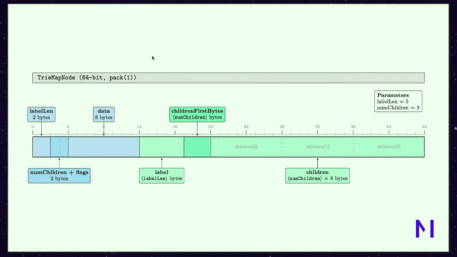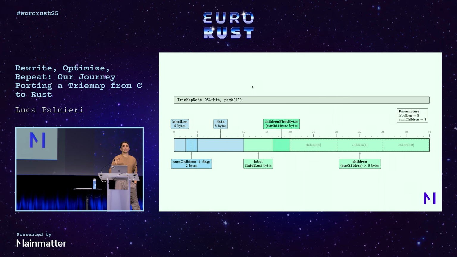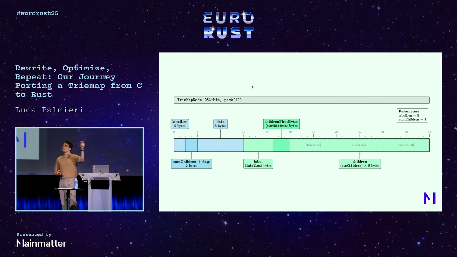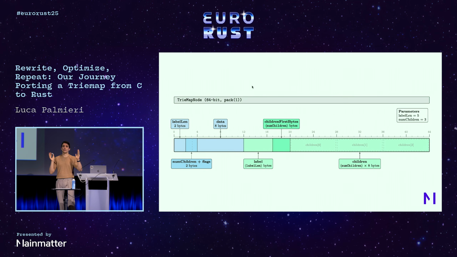Number one, a TrieMap node is a single heap allocation. All the fields, all the information that the TrieMap node is trying to track is stored into a single slab of memory. That is wonderful on the read path for cache locality. You don't have to jump around memory chasing pointers, it's all there, just like a little offset away.